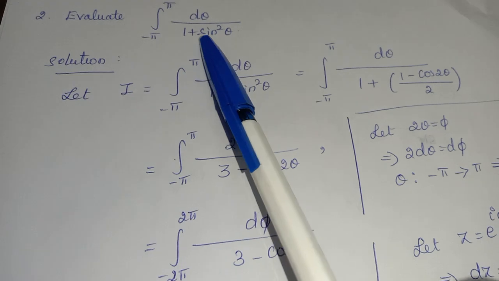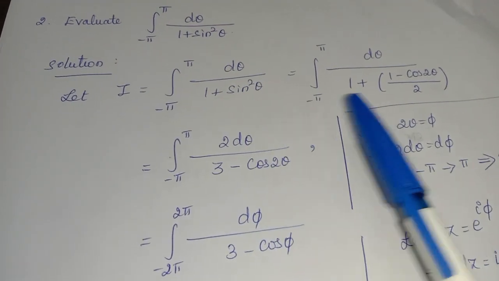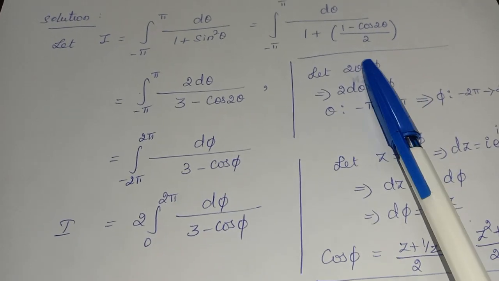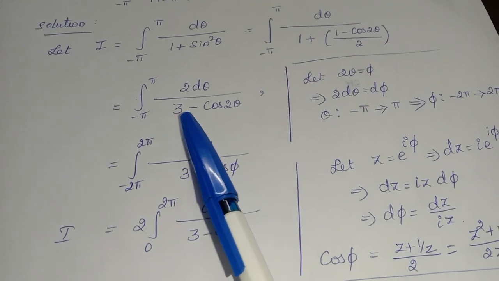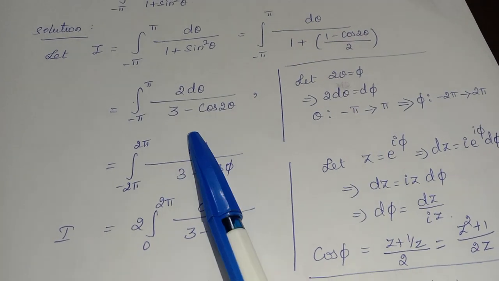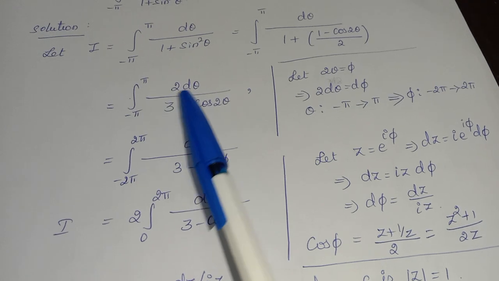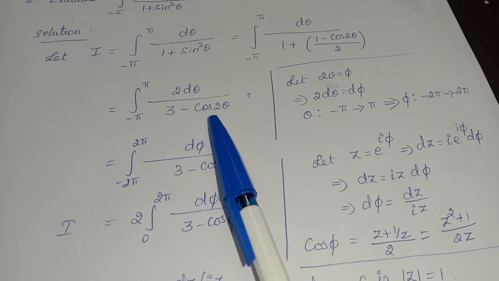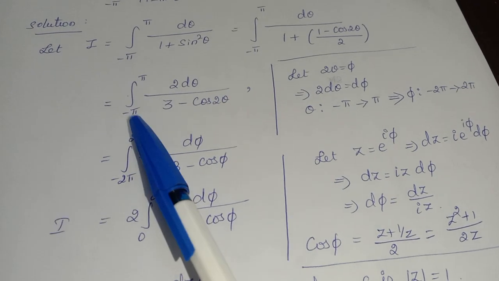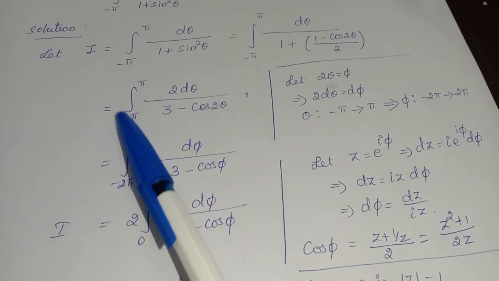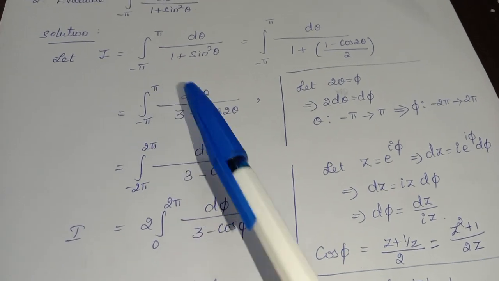Before that, let me rewrite this sin²θ. The sin²θ can be written as (1 − cos 2θ)/2. Then you take the LCM and rewrite. So it will be (2 + 1) = 3 − cos 2θ, over 2. So I am getting the integral from −π to π of 2 dθ/(3 − cos 2θ). See, here in place of θ I am getting 2θ, and the limit is from −π to π. And this is also not in the proper form. I have to get it like 0 to 2π.